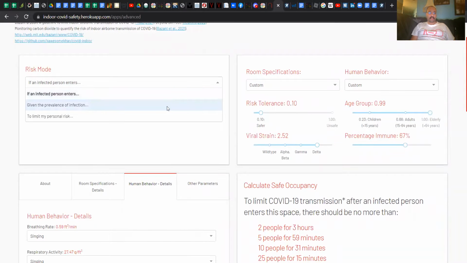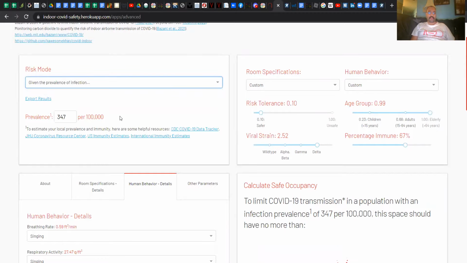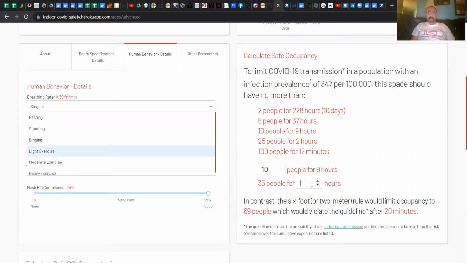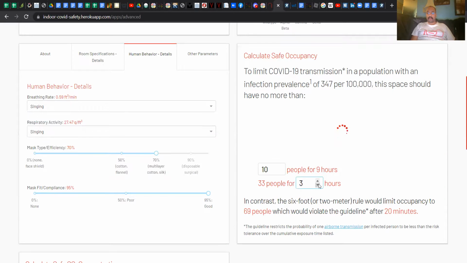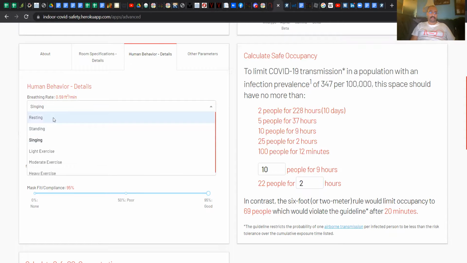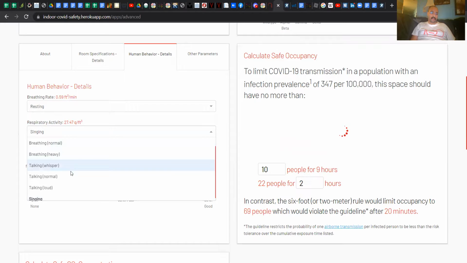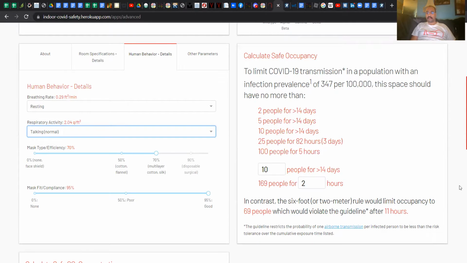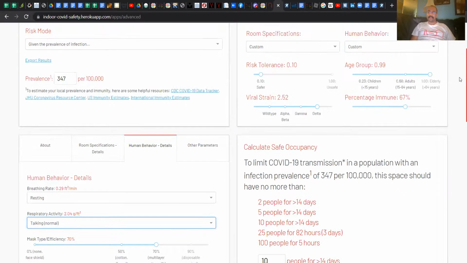Let's do the same thing that we were doing before, but given the prevalence of infection in our community. So we're at 347. This is telling us something a little bit different, that we could have 22 people in the space. It's sort of what is the difference between these two standards if we had singing, but if we did our resting and our talking normal for 2 hours with everything else, we could have 169 people in there.